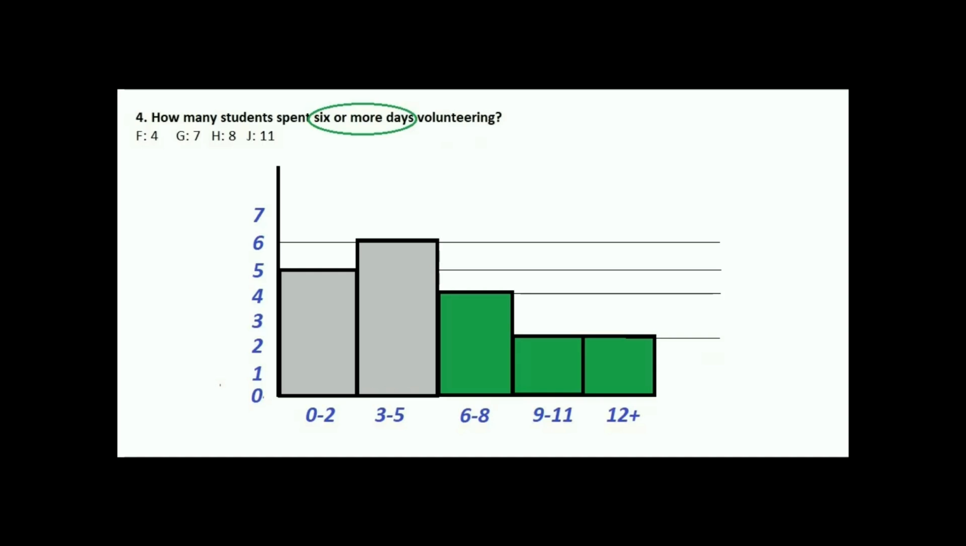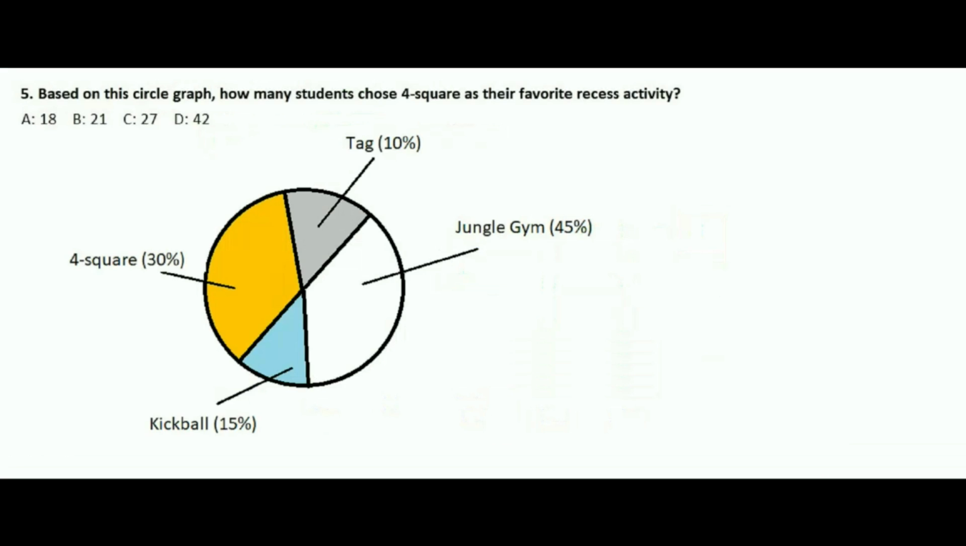So, looking at 6 to 8, we have 4 students. In 9 to 11, we have 2 students, and 12 plus, another 2 students. 4 plus 2 plus 2 equals 8. So we have a total of 8 students who spent 6 or more days volunteering. The answer here is H. That's our best answer. Moving on to our last one.